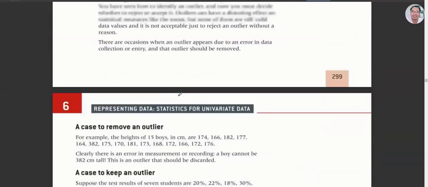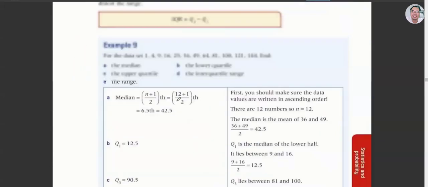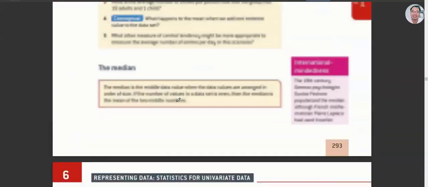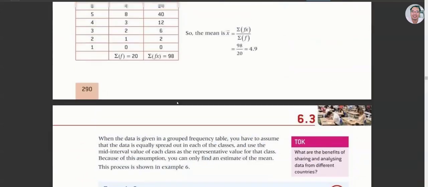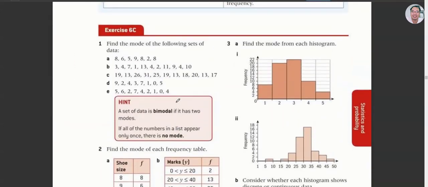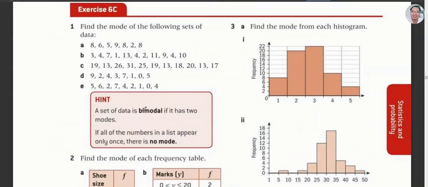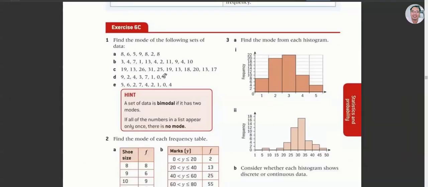So now let's do some questions, starting from the basic one, mean, mode, median first, using GDC. For the mode of a set of data, if it has two modes, they have the same highest frequency. If all the numbers in the list appear only once, there's no mode. Find the mode of the following sets.